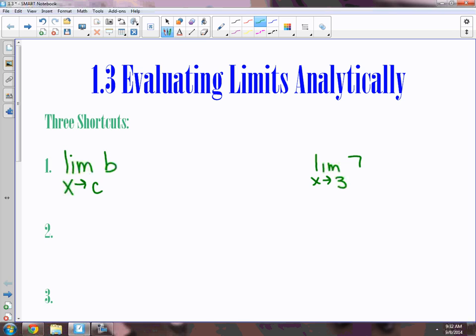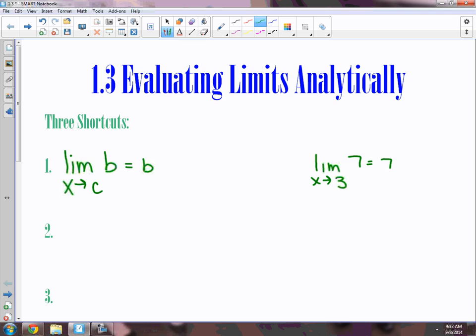Now, the function that we're finding the limit of is 7. What's the function of 7 look like on the graph? That's y equals 7. What's that look like? A horizontal line at y equals 7. Okay, now think about this. As x is approaching 3, what y value is that graph getting closer to? 7. No matter what x is approaching, that line always has a y value of 7. So my answer is 7. So this formula is going to say b. So if you ever have the limit of a constant, the answer is that constant.